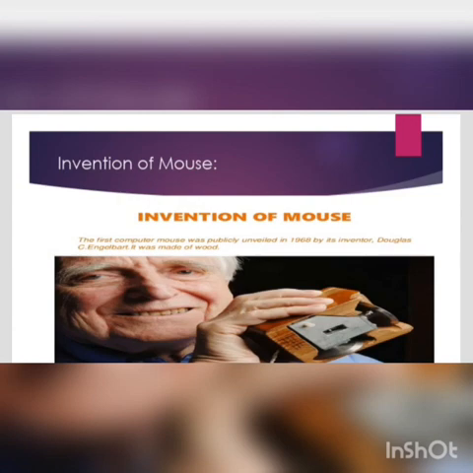Next slide is about the invention of mouse. Here you can see in the picture, the first mouse was made of wood. The scientist who invented the first mouse was also called the father of modern mice. His name was Douglas Engelbart. The main purpose of the invention of mouse was that it easily fits the users who use a computer for their work.